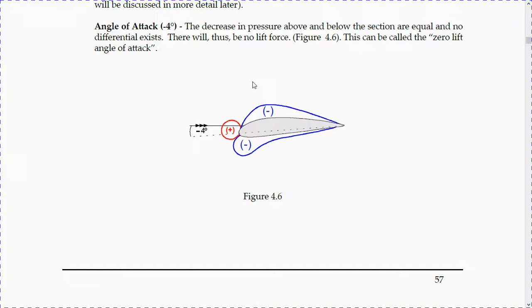Angle of attack -4 degrees. The decreasing pressure above and below the section are equal and no differential exists. There will thus be no lift force. This can be called the zero lift angle of attack. So basically at angle of attack 0, for example, there is still lift, because this is a positive camber, which creates more lift. There is a lower pressure on the top than the bottom. So to be equal, it has to be a negative angle of attack.